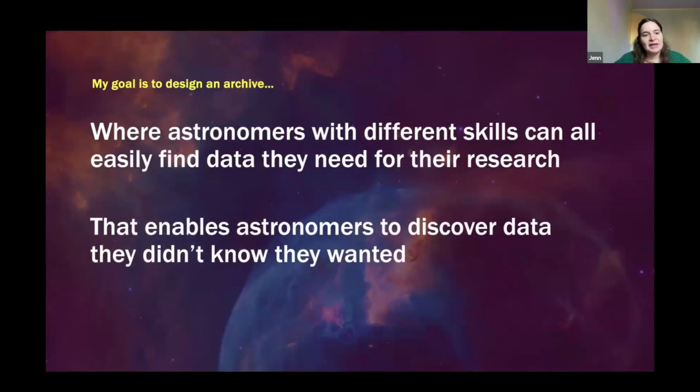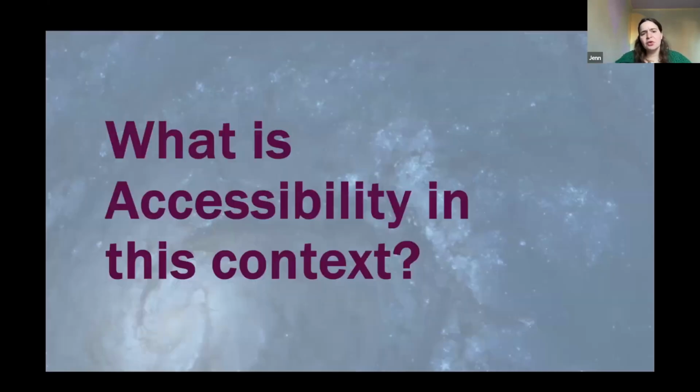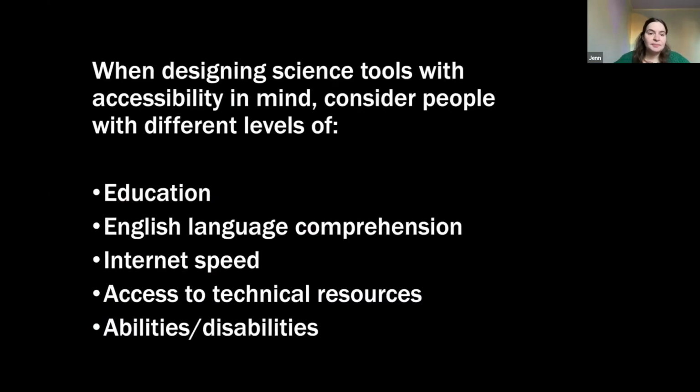So my goal as a designer is to create archive tools where astronomers with different levels of skills can all come to our software and find data that they need for their research. And I also want to enable astronomers to find data that they didn't know that they wanted. I want people to have nice moments where they learn things and are able to go in new directions because that's how science works. So let's talk about accessibility and what it means in this design context.